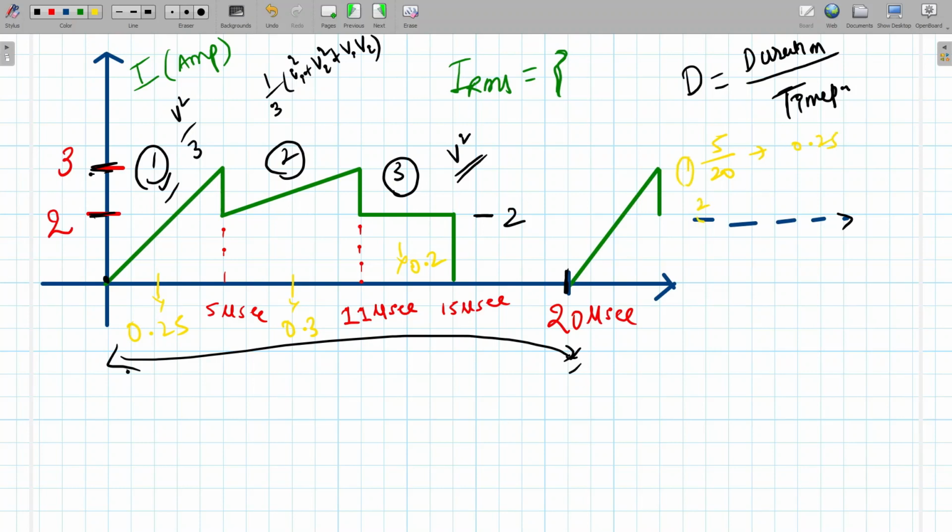Second one, 5 and 11. So what will be this, from here to here? 6. So 6 by 20, which will be 0.3. I think I'm getting 1.66. Anyone got this answer? Third will be 11 and 15, so it will be 4. 4 divided by 20 is equal to 0.2. Everyone got the same.